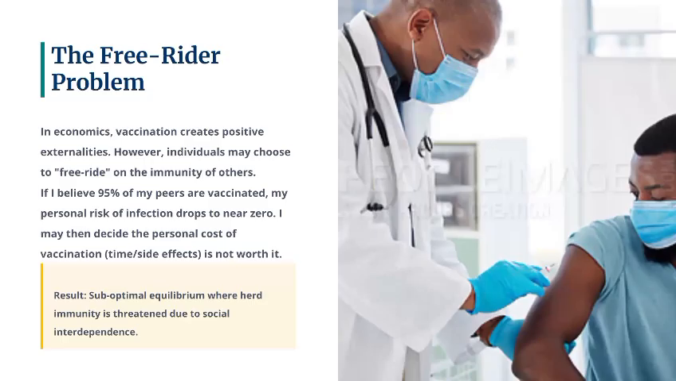The free rider problem. If I see that 95% of my peers are vaccinated, my personal risk is near zero, and I might decide to free ride on their immunity to avoid the time or side effects of the shot myself. If everyone thinks this way, herd immunity collapses. In economics, vaccination creates positive externalities. However, individuals may choose to free ride on the immunity of others. Result: a suboptimal equilibrium where herd immunity is threatened due to social interdependence.